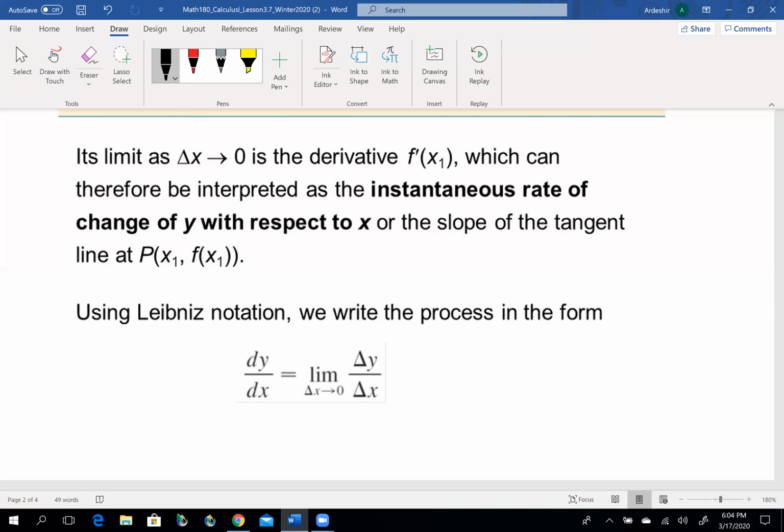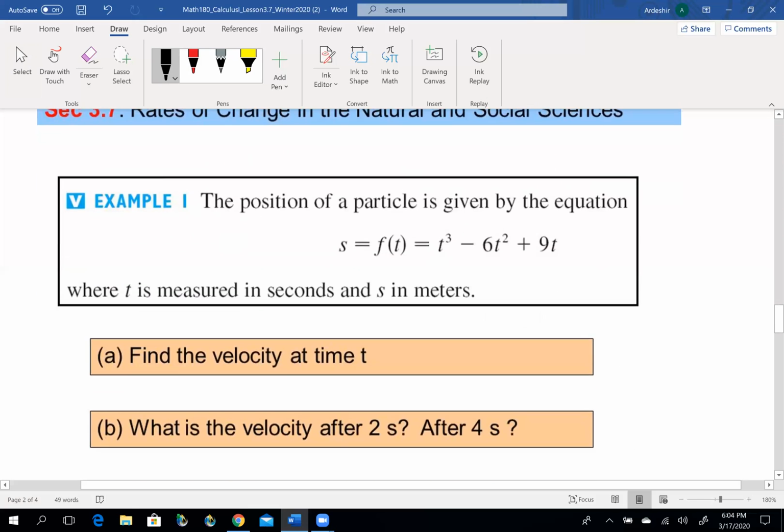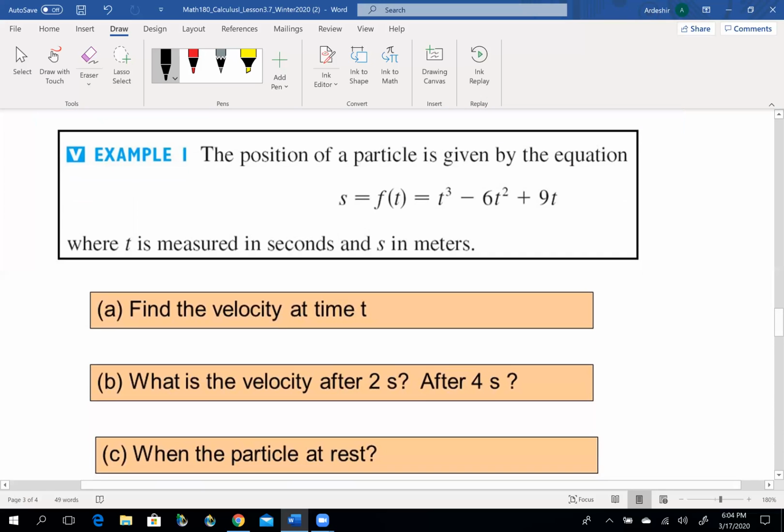So now let's do some problems. Example 1: the position of a particle is given by the equation s equals f of t equals t cubed minus 6t squared plus 9t, where t is measured in seconds and s in meters. I'm going to answer these questions A, B, and C. Part A says find the velocity at time t.